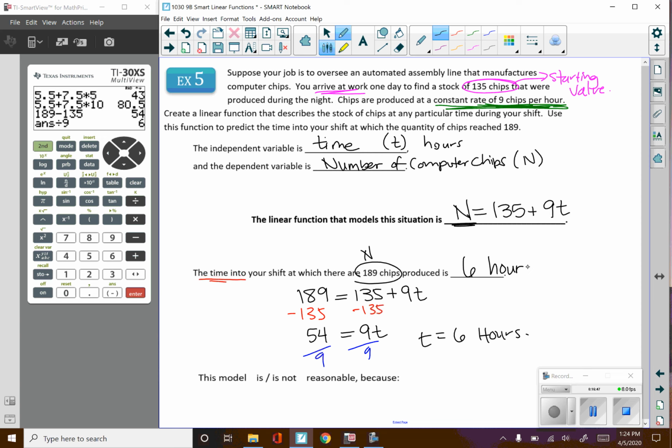Okay, is this model reasonable? You know, this one probably is reasonable. It's an automated system. It probably works just at a really steady and constant pace. So definitely this would be a reasonable model.